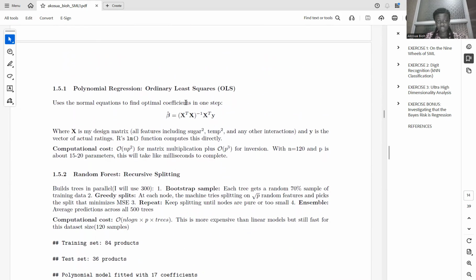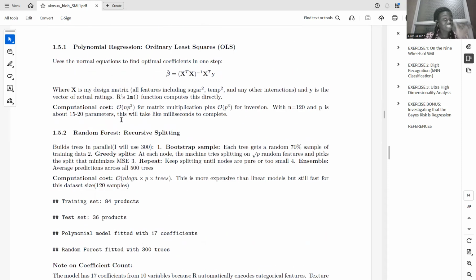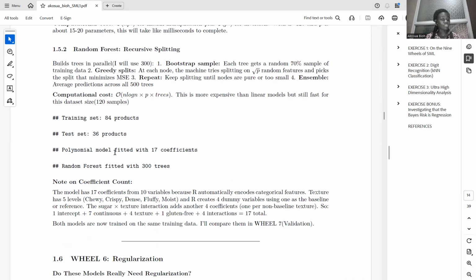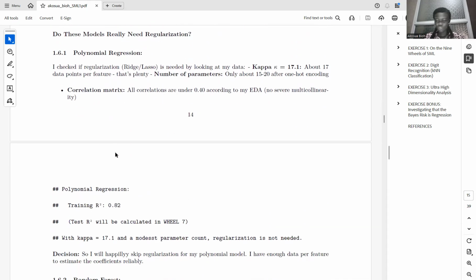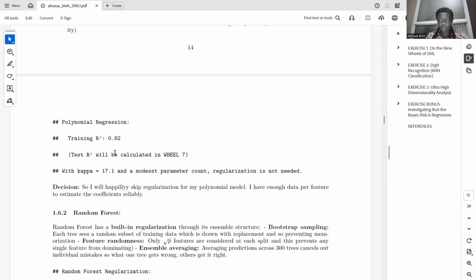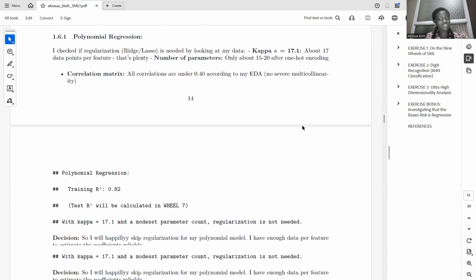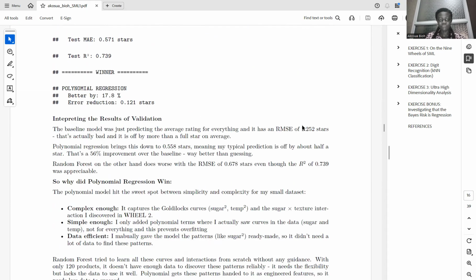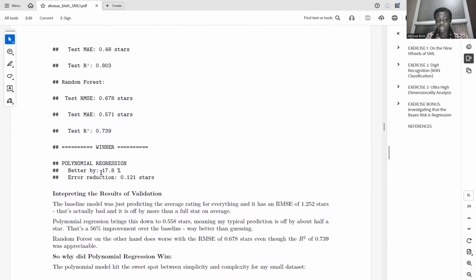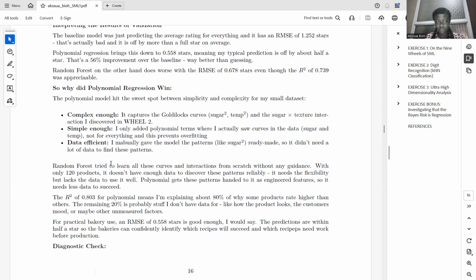As you can see, the polynomial regression uses OLS, and the computational cost is actually lower than the recursive splitting of the random forest. I didn't need regularization because the random forest already has it automatically, and the polynomial too didn't really need it because my kappa was 17, which is actually greater than 10. It does well. So the polynomial actually won with a test R squared of 0.803, which is greater than what I had for the random forest.